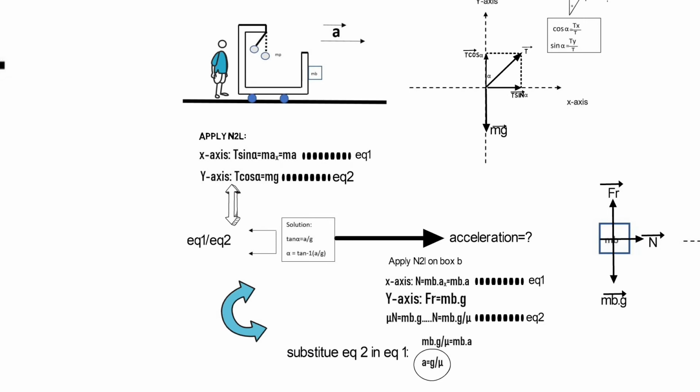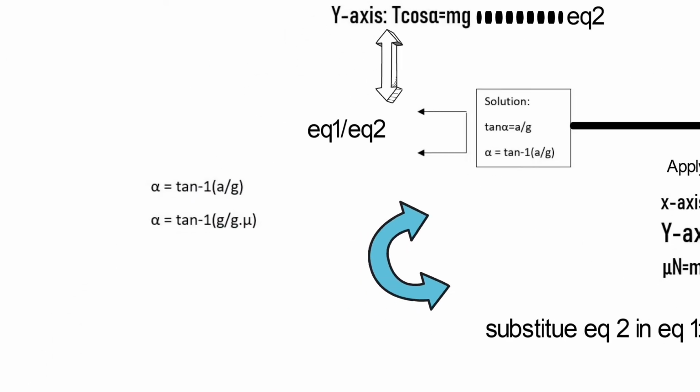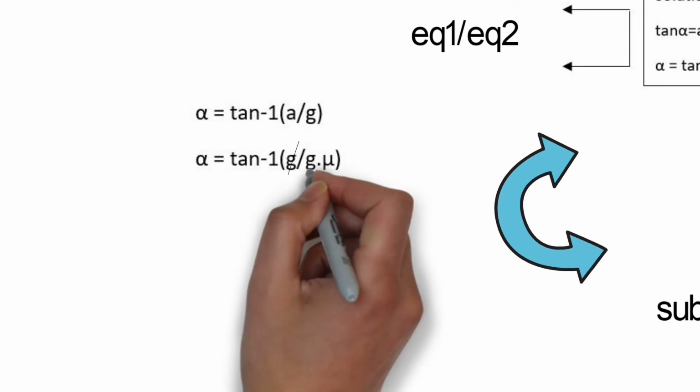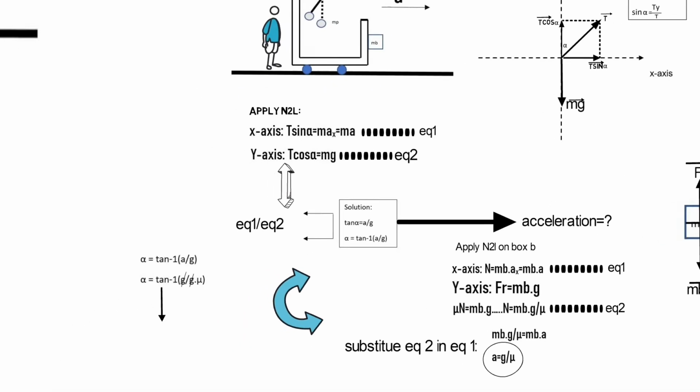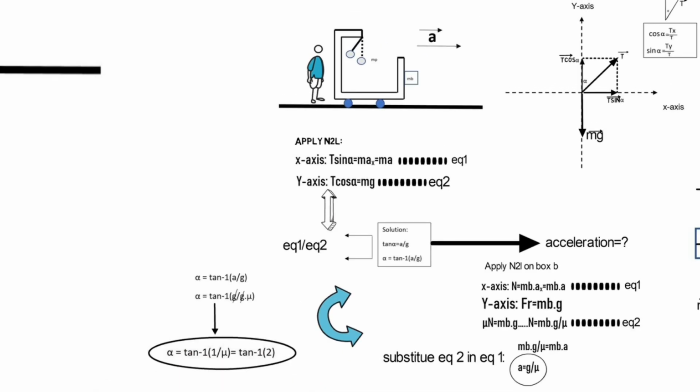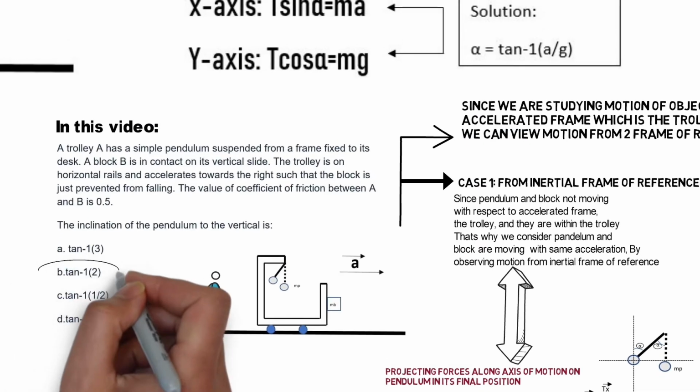So we substitute it into the equation of the inclination of the pendulum, alpha, and we get alpha equal to shift tangent g over g multiplied by the coefficient of friction mu. Gravity and gravity are cancelled, and we get that alpha is equal to shift tangent 1 over mu. And we have the coefficient of friction mu equal to 0.5, then alpha is equal to shift tangent 2. So the right answer is B.